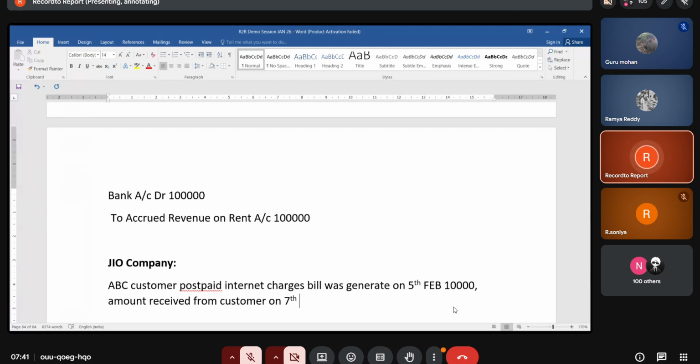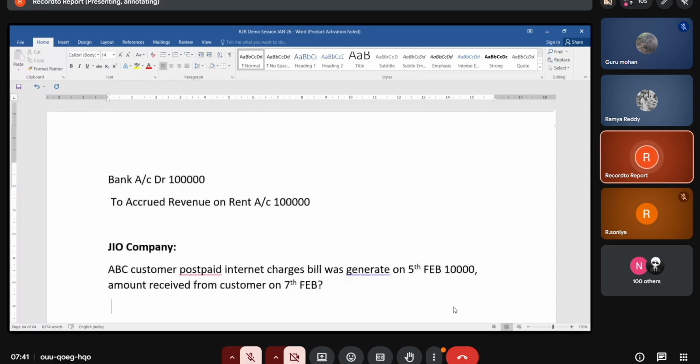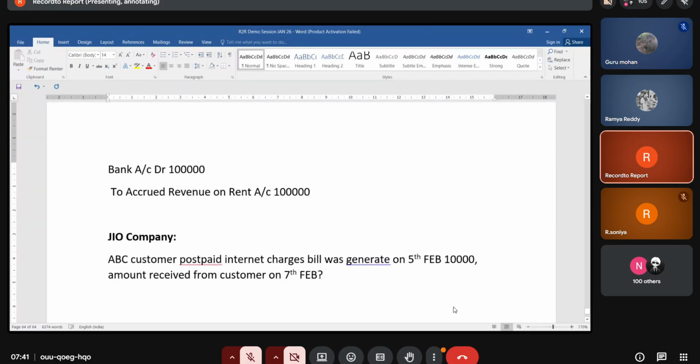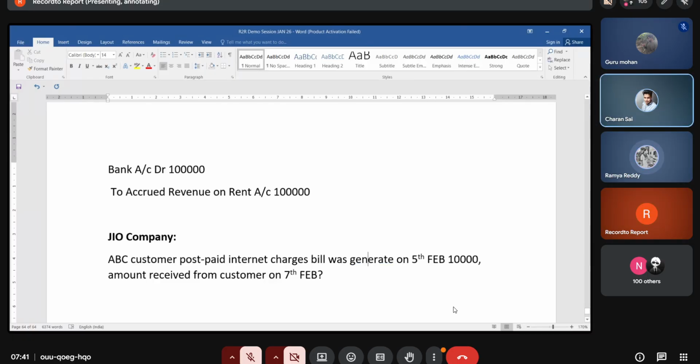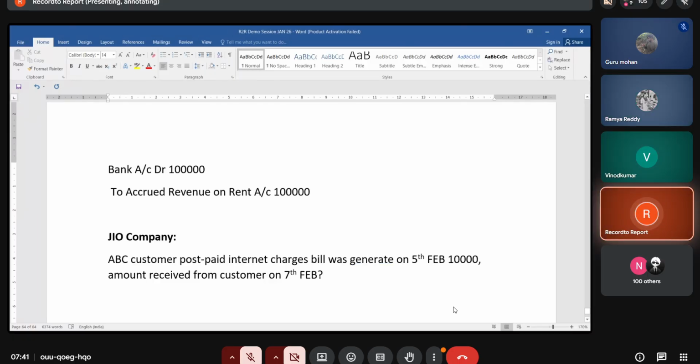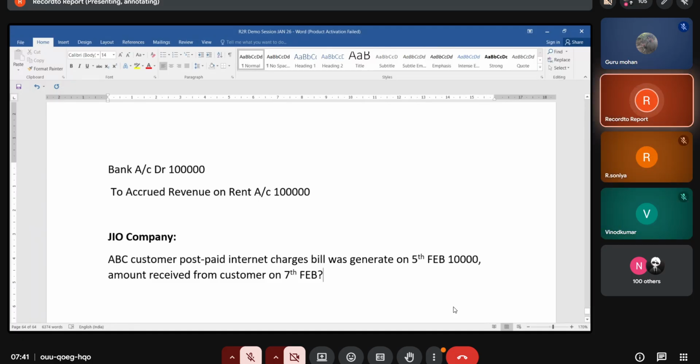So if it is postpaid charges, is it a fixed amount, guys? No. So the company is providing postpaid internet charges. If it is postpaid, for Geo is it a revenue or expense, guys? Revenue. For Geo it is a revenue. For the customer it is an expense. So we need to treat that as an expense and we need to treat that as a revenue.